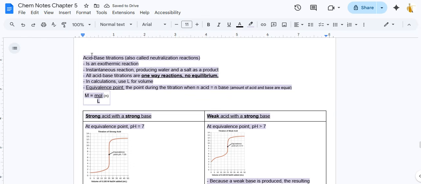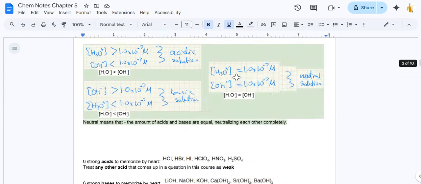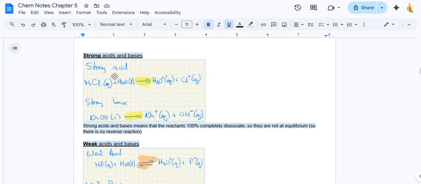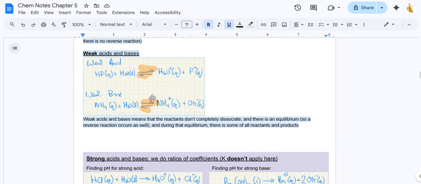All acid-base titrations are exothermic reactions, are all instantaneous reactions, all produce water and salt as a product, and all are one-way reactions, not equilibrium reactions. So all of them look like this with an arrow going one way, not an equilibrium arrow.